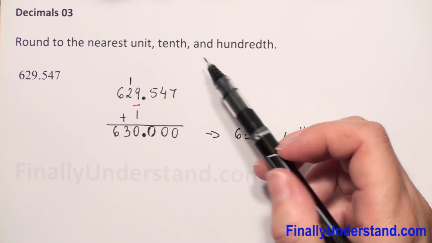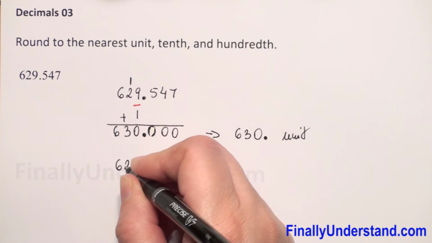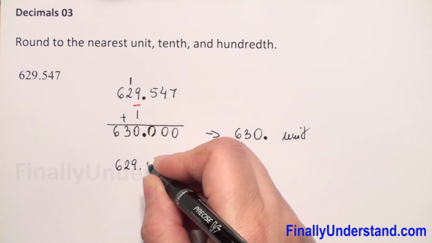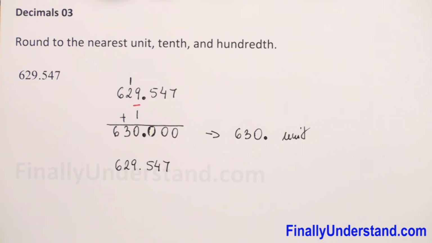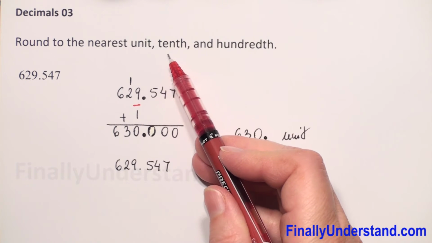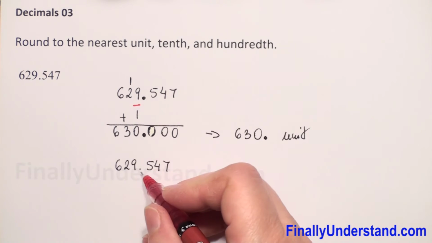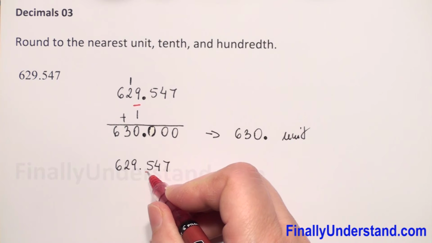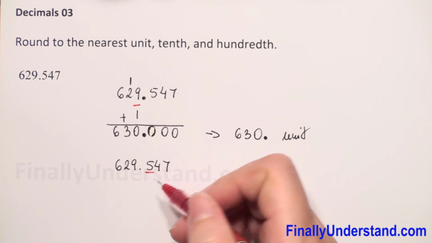Next, we have to round to the nearest tenth. So again, we copy our number 629.547. This number we need to now round to the nearest tenth. Tenth is always the first digit after the decimal point. So this is our 5. We have 5 tenths.